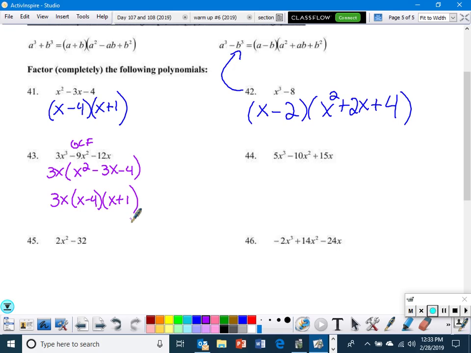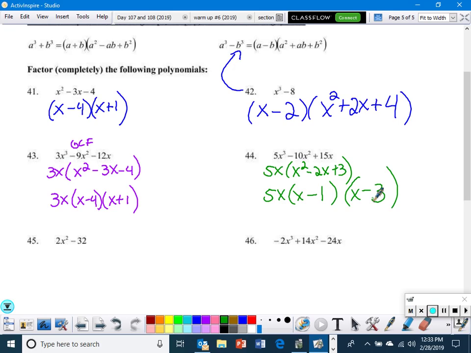Same thing with number 44. Pull out the GCF. So let's see. The GCF is 5x. What's left? X squared minus 2x plus 3. Now factor that. Factors of 3 that add up to -2. Well, that'd be -1 and -3. There we go.